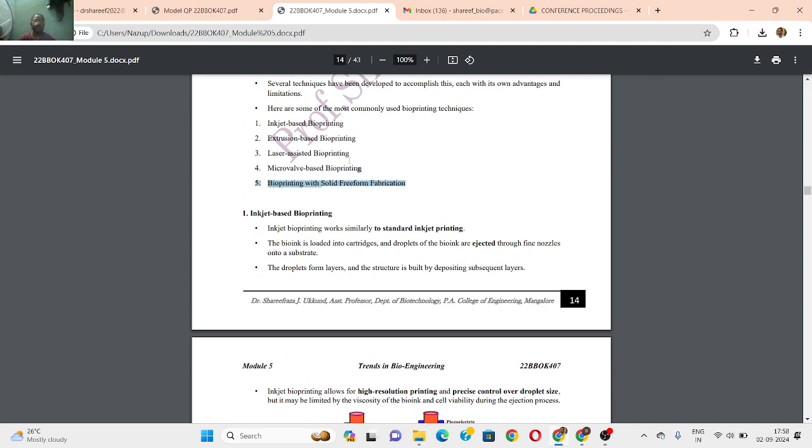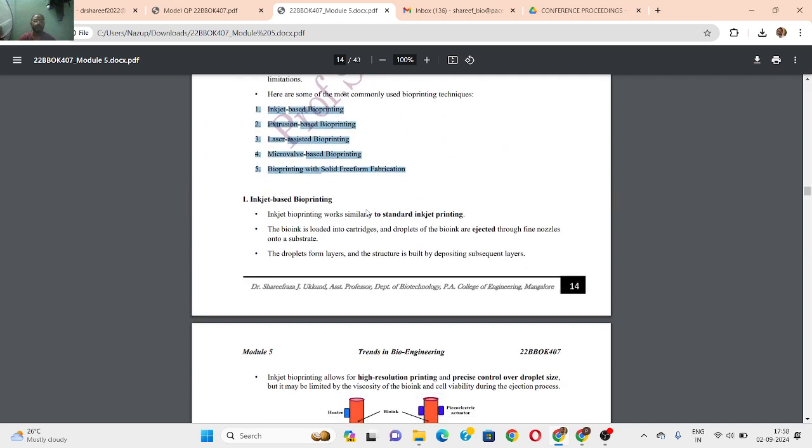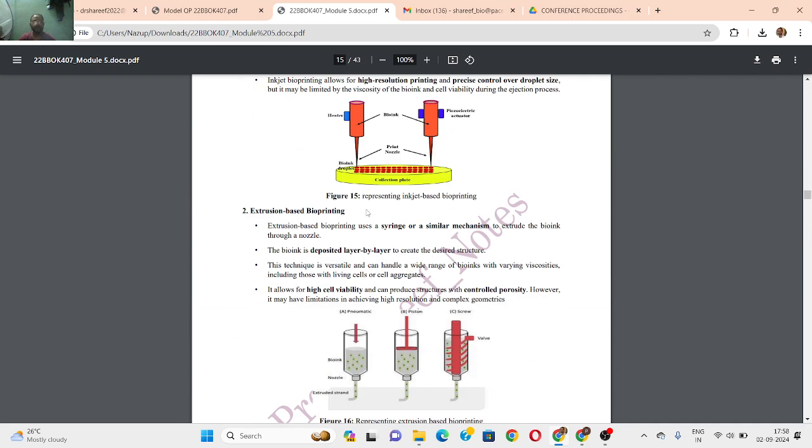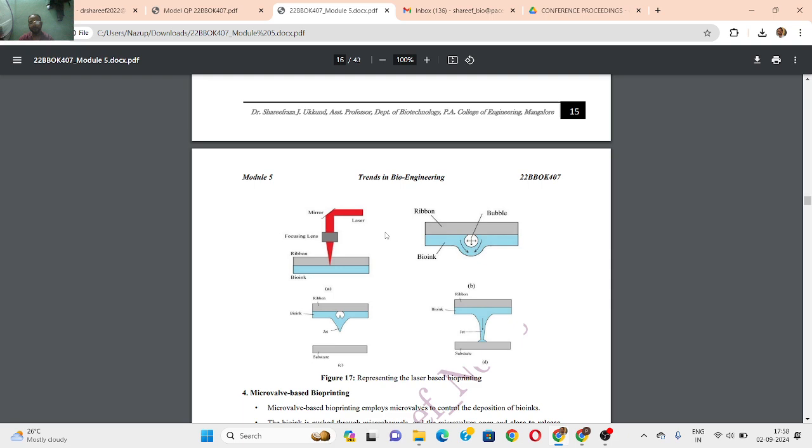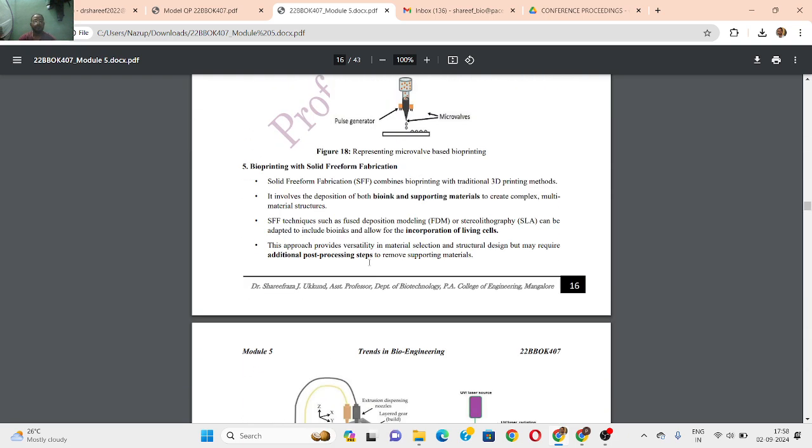Next, you mention these 5 different basic bioprinting techniques. Out of 5, any 2 you have to explain. So 2 marks till here, and then 2 marks for any one of these. I have mentioned all 5 topics here: inkjet-based bioprinting, extrusion-based bioprinting, laser bioprinting, and microwave, and finally bioprinting with solid freeform fabrication.